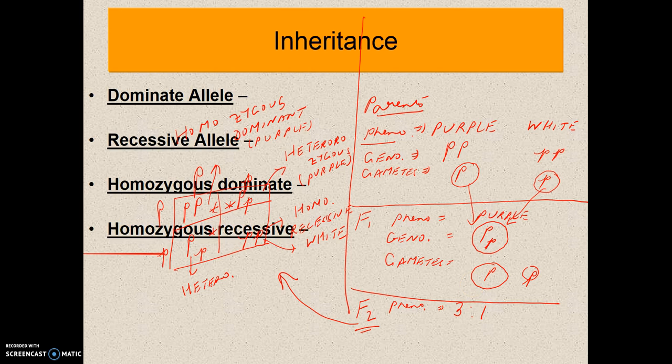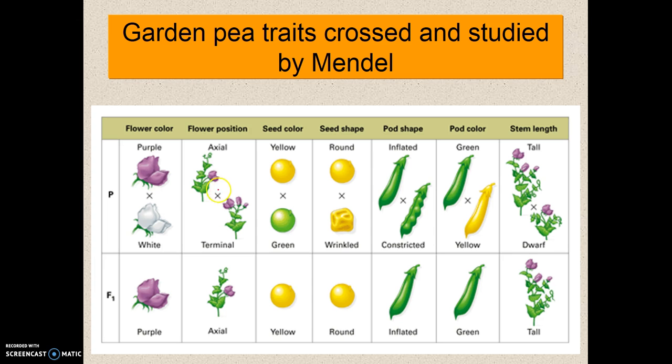So here is just a repetition of what I was trying to explain. There is the dominant allele, there's a recessive allele, homozygous dominant, homozygous recessive, and of course heterozygous. Mendel didn't just stop with just purple and white flowers. There were many things that he studied for his monohybrid cross. Like he said, flower position, axial or terminal. So of course, all the F1 generation had axial flowers. Therefore, axial trait is the dominant trait.